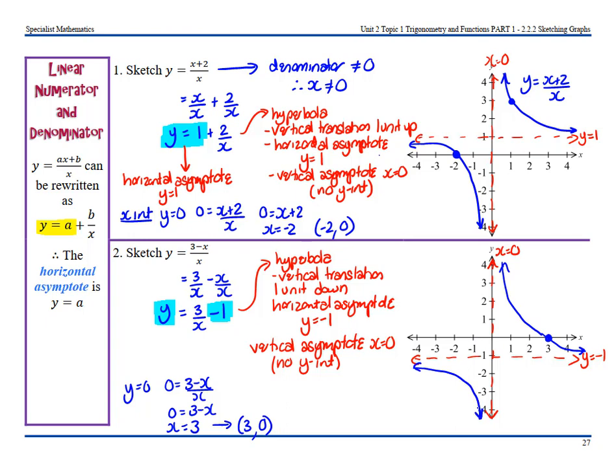You might have also wanted to find one other point. We'll get rid of that. If I put -1 into it, I get 3 take -1 is 3 plus 1, which is 4. 4 divided by -1 is -4. So I'll put in that one other point.